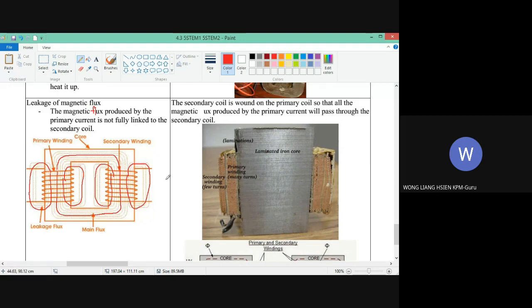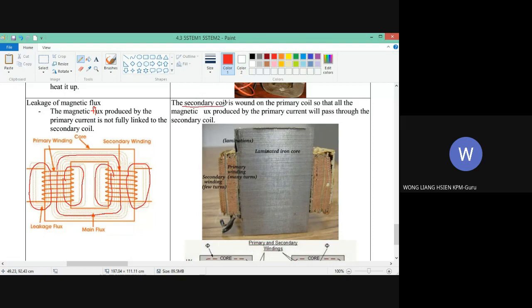All right, so let's look at the leakage of magnetic flux. You see the magnetic flux leaks out. It takes energy to produce the magnetic flux, so if the magnetic flux leaks out, that means a part of the energy does not transfer to the secondary coil. So how do we solve this problem?